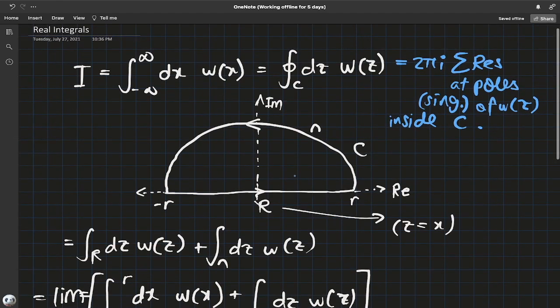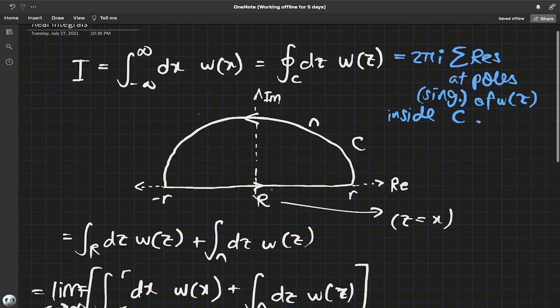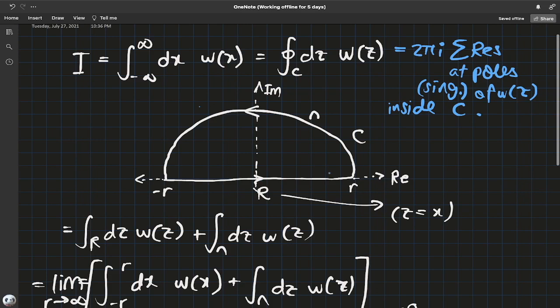I've chosen a semicircle because it's the most popular choice for a contour C. We may not always have a semicircle, but one thing is guaranteed: some part of the contour will be on the real axis, otherwise there will be no equality between them. They might be close, but there will be no equality unless there is some part of the contour that is on the real axis.